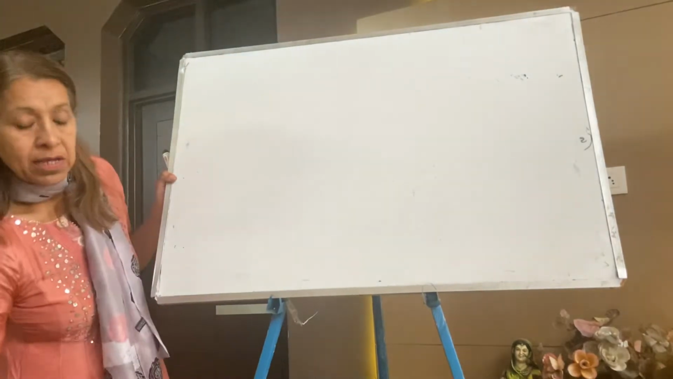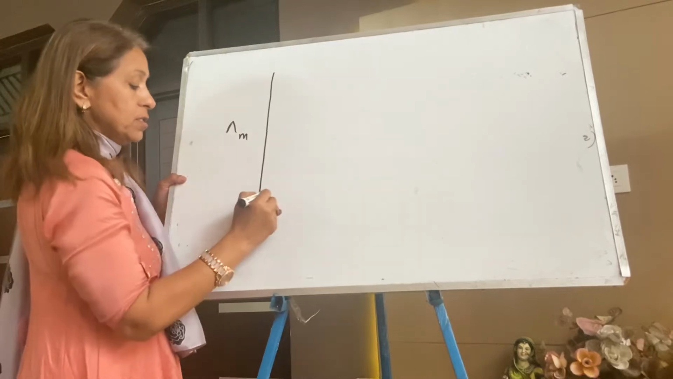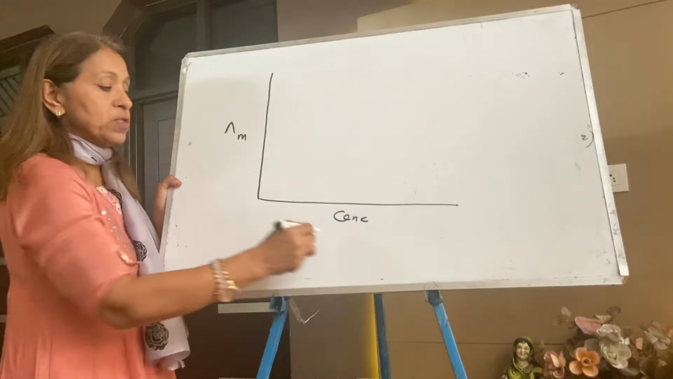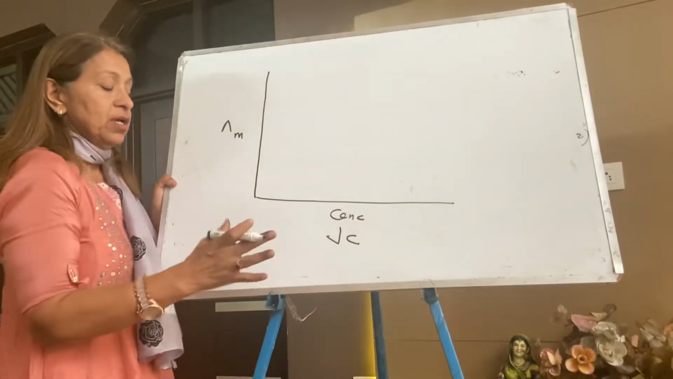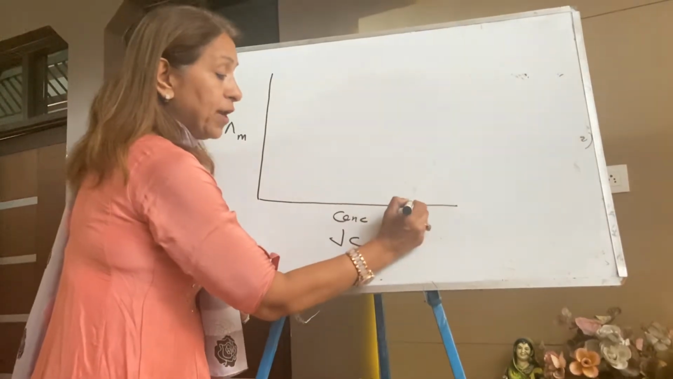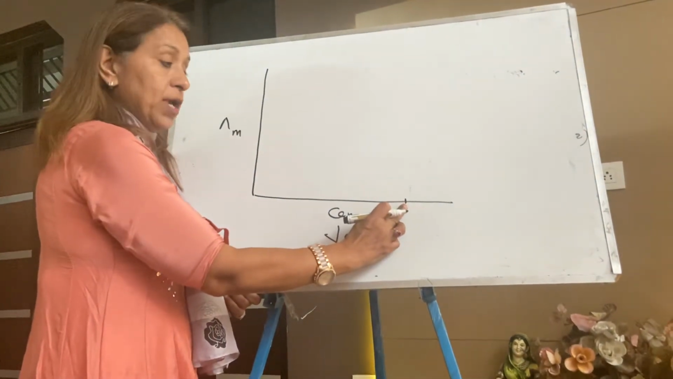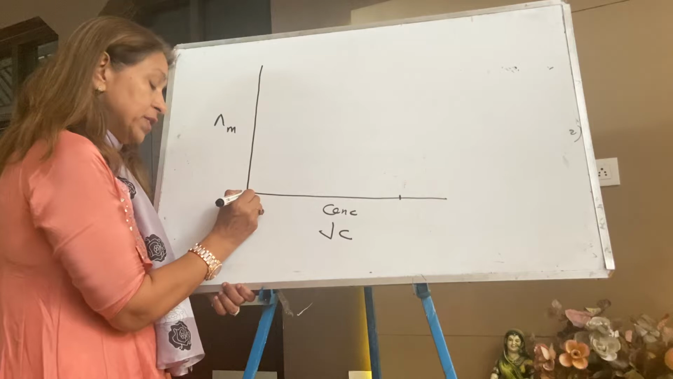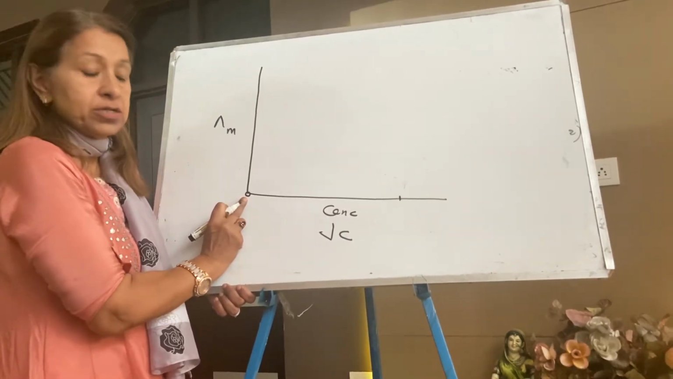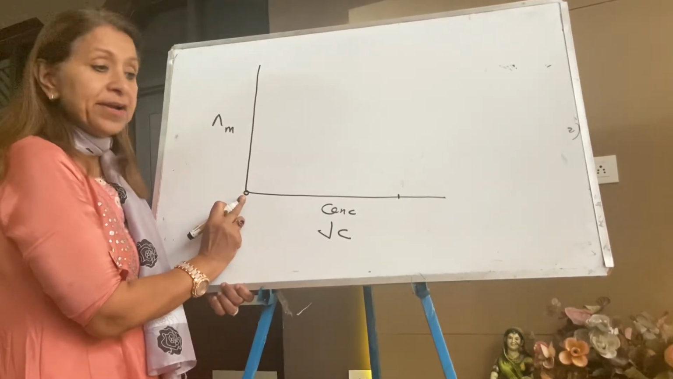Plot a graph along with me. On the y-axis you will take lambda m, molar conductance. On the x-axis you will take concentration. Sometimes under root C is written, but on this occasion you will write concentration simply. Now it's a very important graph. This point is at a very high concentration. Now you will mark 0 here. This is a very low concentration, almost dilution. Concentration approaches 0 here. That is infinite dilution.